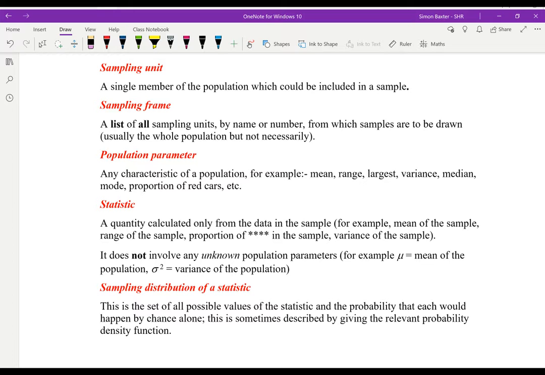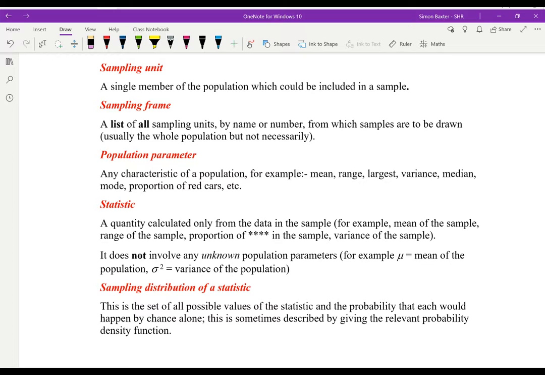So a sampling distribution of a statistic is a table showing all possible values of the statistic and the probability that each would happen by chance alone. That is a probability table of your statistic. Sometimes you can describe this just by giving the relevant probability density function. Or you can say that it is a binomial distribution and give the number and the proportion.